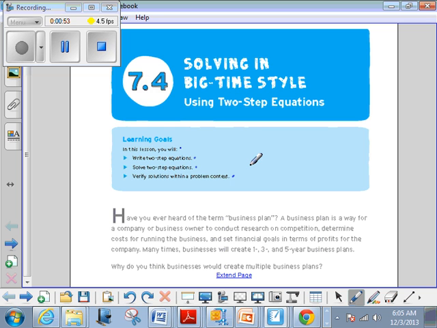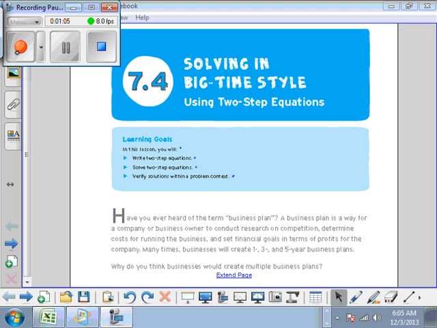Why do you think businesses would create multiple business plans? Write some of your ideas down on the bottom of that page. Why do you think businesses would want to create a 1, a 3, or a 5-year business plan? Alright, now go ahead and flip to the next.